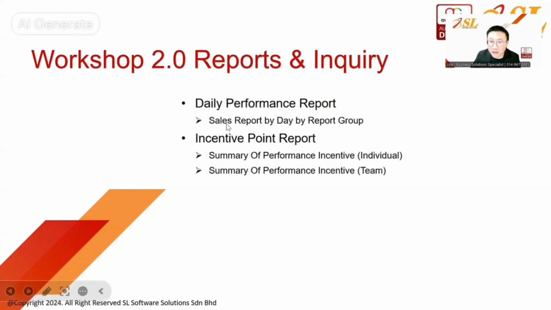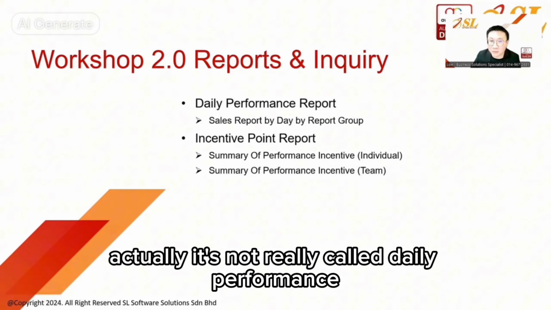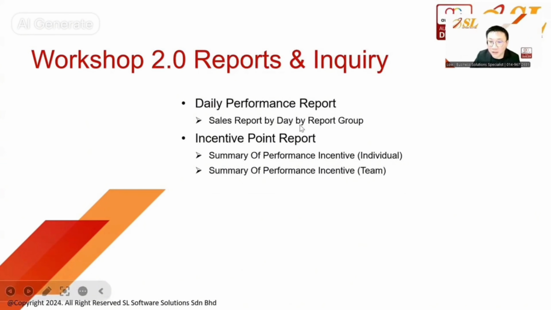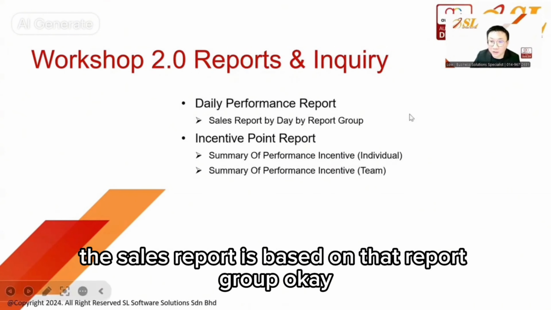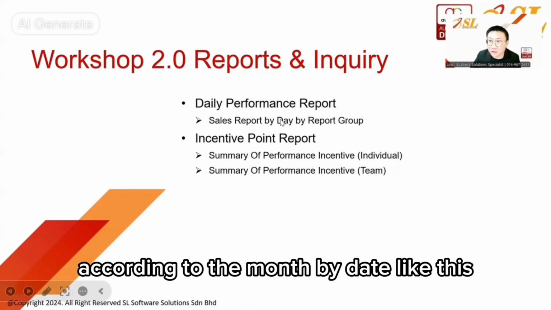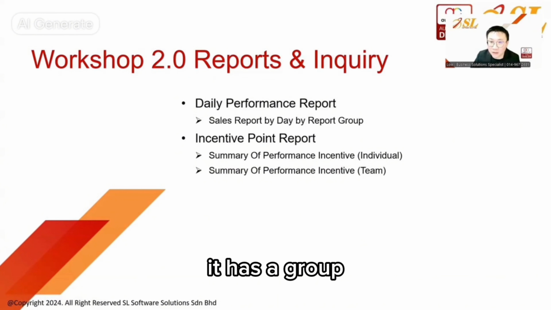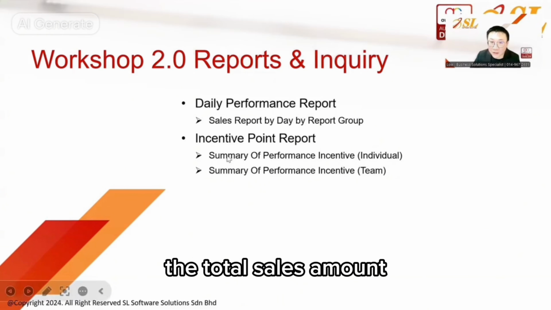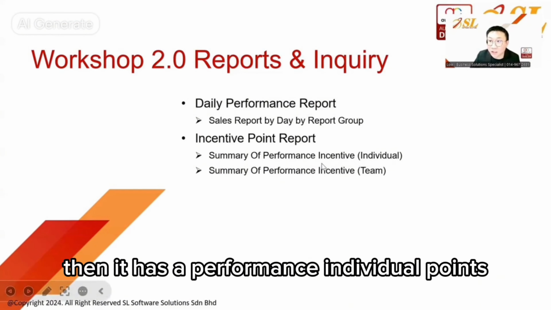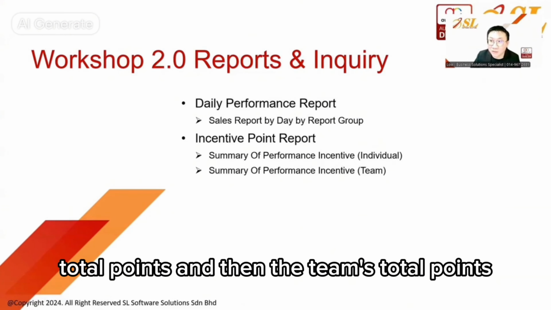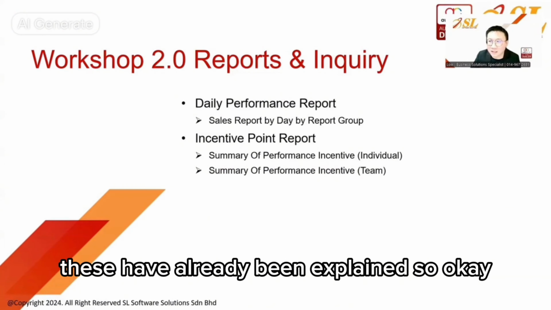Okay, it's not really called daily performance. Actually, to be precise, it's a sales report based on that report group. Okay, you can do it by date like this. According to the month by date like this, it has a group, the total sales amount, then it has a performance, individual points, total points, and then the team's total points. These have already been explained.